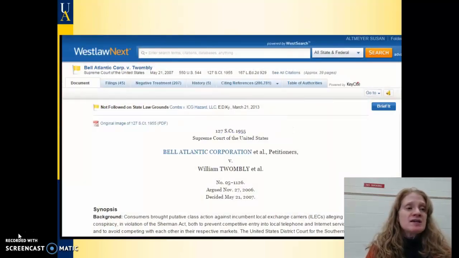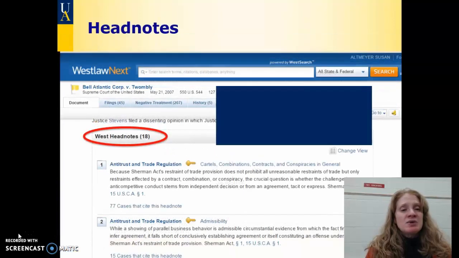Okay, so here's a case as it appears on Westlaw Next. You'll see some preliminary information at the beginning. You'll see a citation, the name of the case, etc. The first thing you're going to see is a synopsis and some summary information that Westlaw put there. Lexis, the same thing. You'll see some summary information. That's just an aid to help you. It's not written by the court.